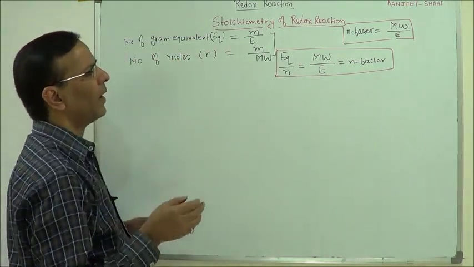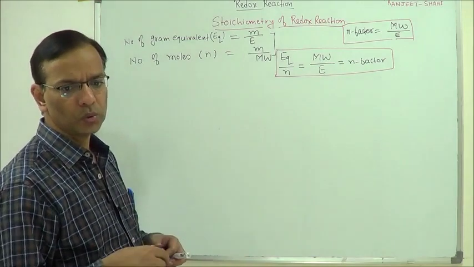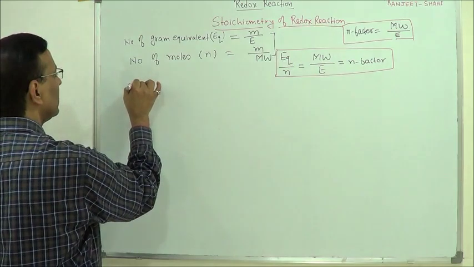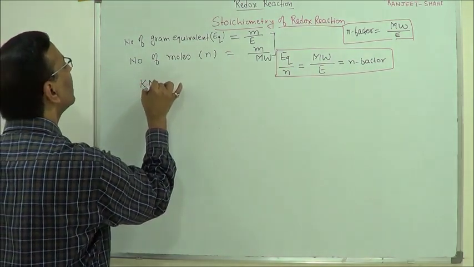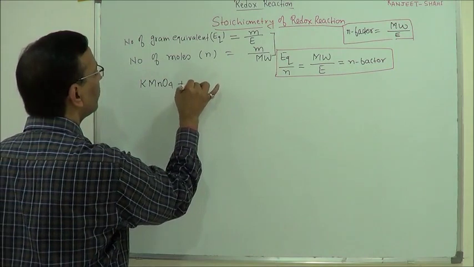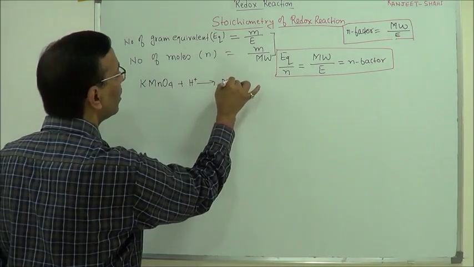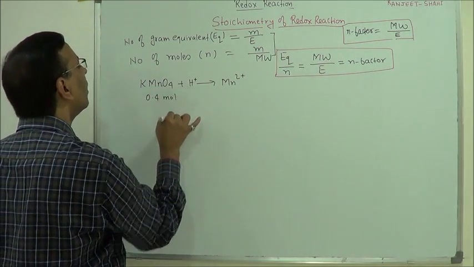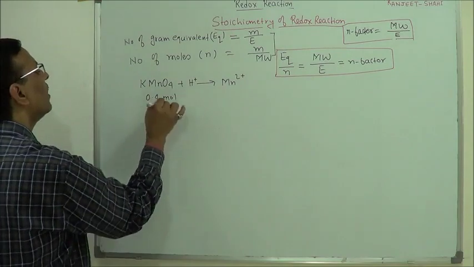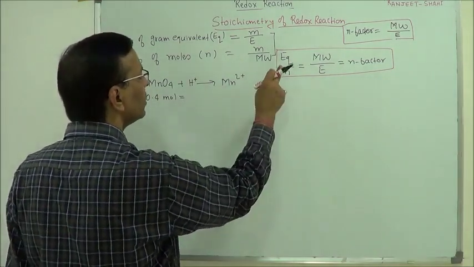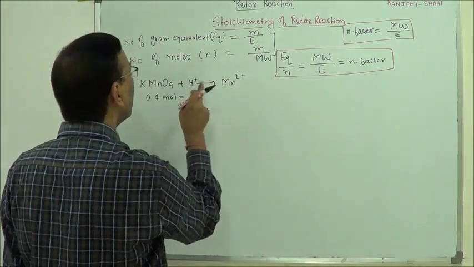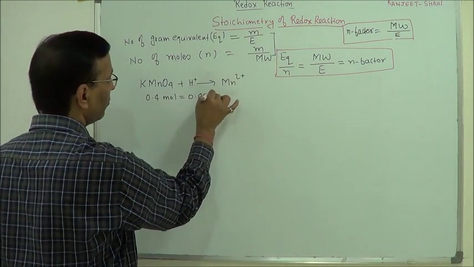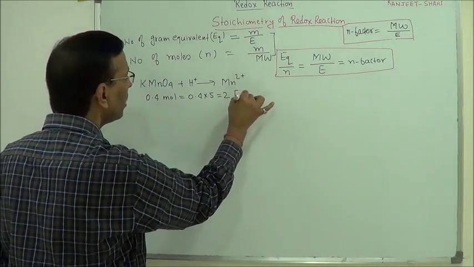Let us apply this to one or two cases. Suppose in a redox reaction, KMnO4 in acidic medium is getting converted into Mn2+. Suppose we have its 0.4 mole. We want to convert it into equivalent. It would be equal to number of moles multiplied by n factor, and n factor here is 7 minus 2, 5. So 0.4 into 5 equivalent.